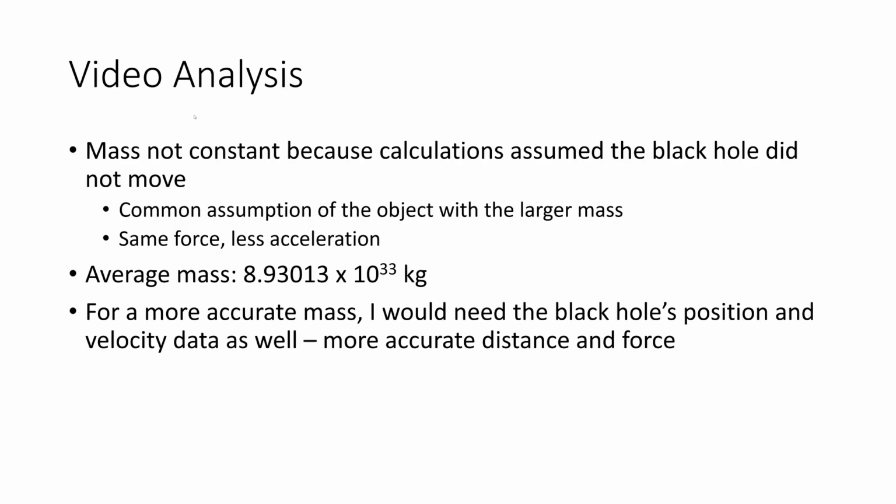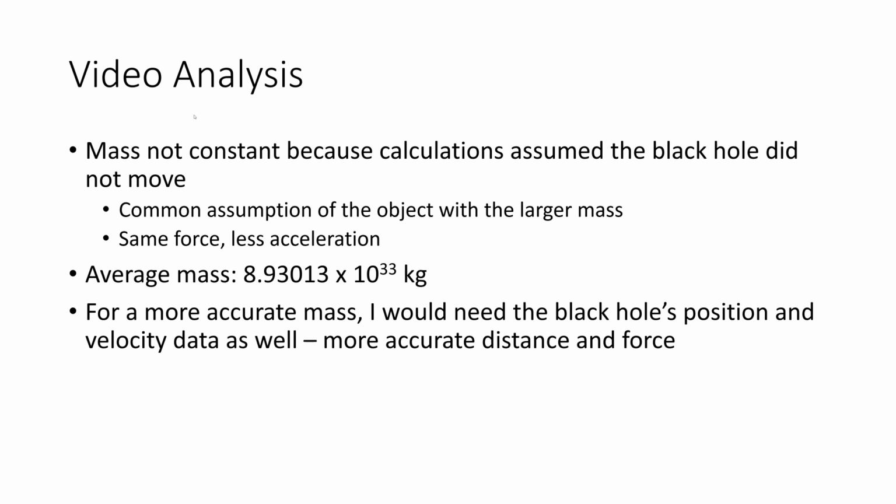As you may have seen, the outputted mass of the black hole was not constant for each iteration. This is because my calculations assumed that the black hole did not move. This is a common simplification when one object has a much larger mass. According to Newton's third law, the force between two objects acts on both equally. However, if the objects have different masses, they will have different accelerations according to his second law.